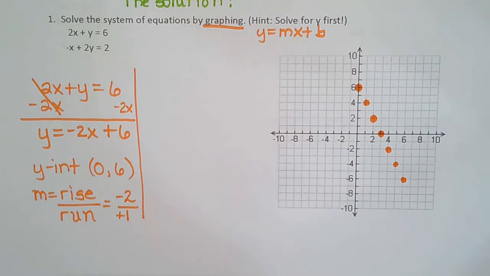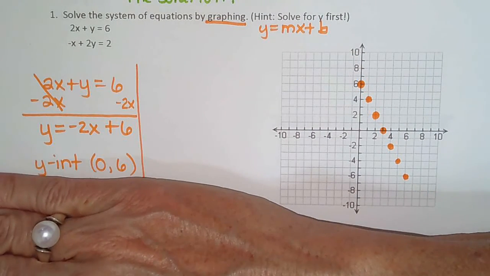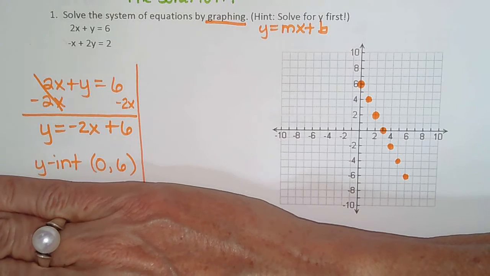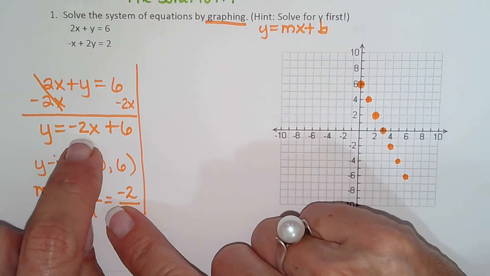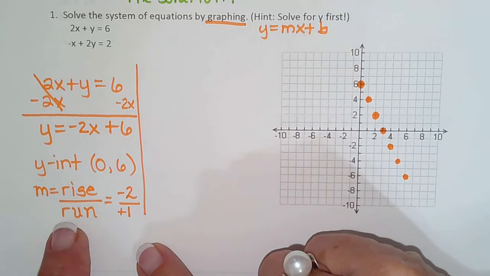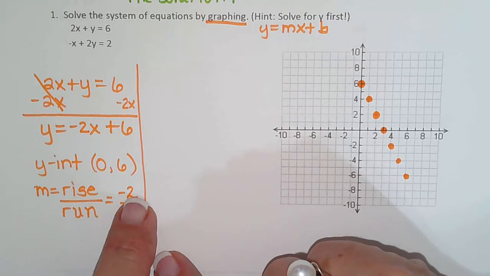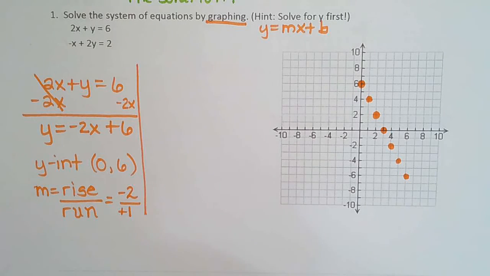Well, I thought I'd outgrown teaching to the air, but obviously I didn't catch that video stopping, so I went a little bit further. I think this is where the video stopped. We said the y-intercept was 0, 6, and the rise over run, remember, whenever it's a whole number, we put it over 1, so the slope or rise over run is negative 2 over positive 1.